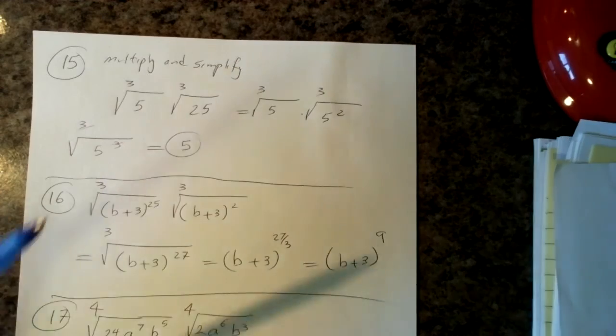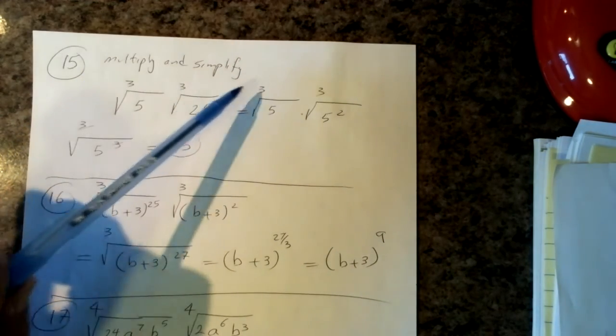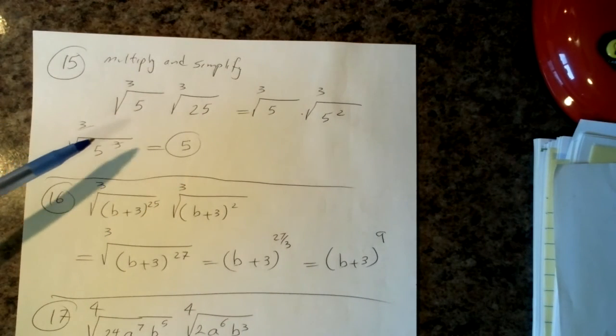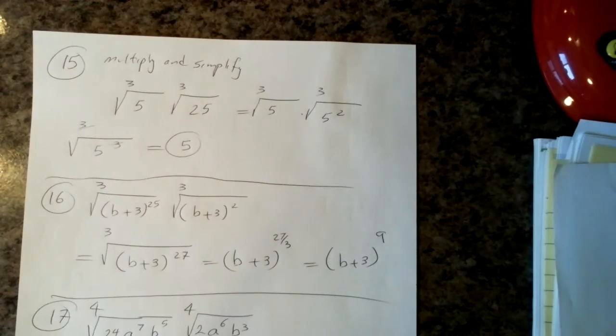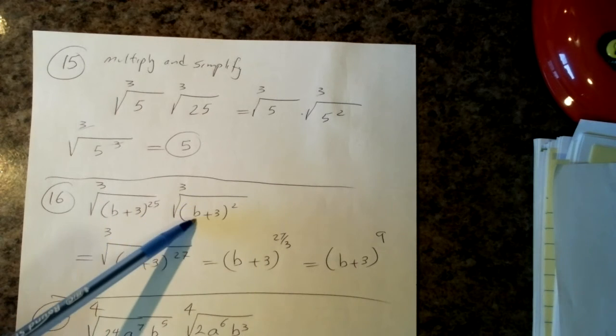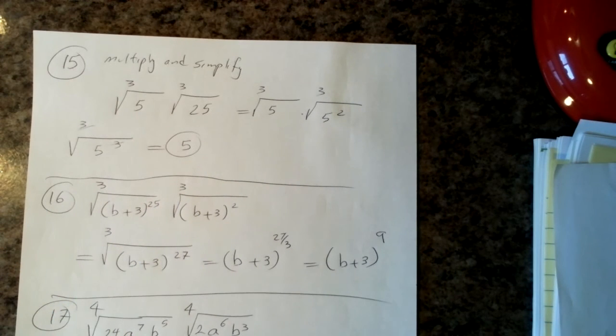Multiply two radicals with the same root. You just write one root and multiply these two. 3 and 3 cancel 5. This is 25, and when you combine it with this guy, when you put these two together, it's b plus 3 to the power of 27, which 3 goes into 27 9 times.